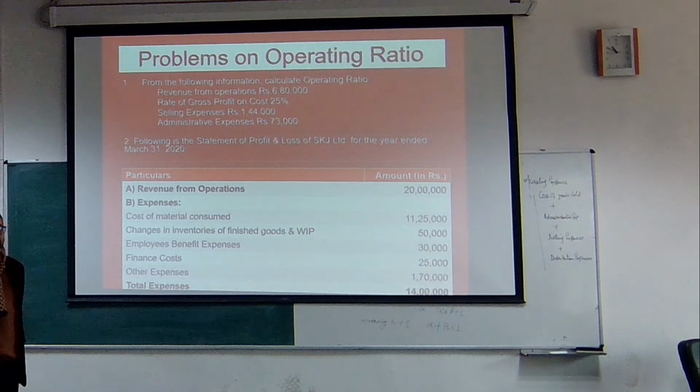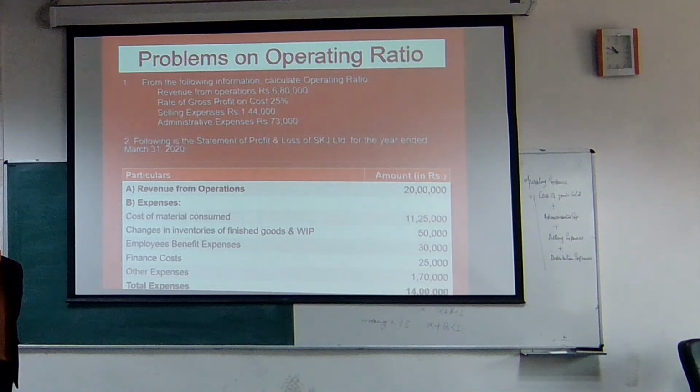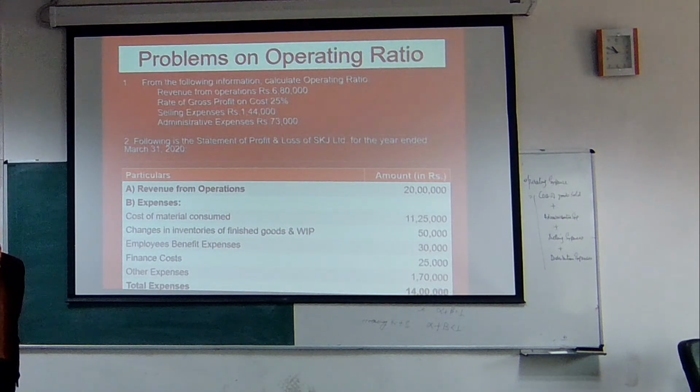The important thing is here, you have to calculate cost of goods sold first. You have to calculate cost of goods sold, then add selling expenses and administrative expenses. Only then you will get an operating expense, and then you can apply in the formula.